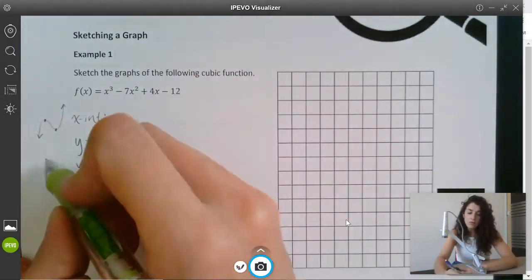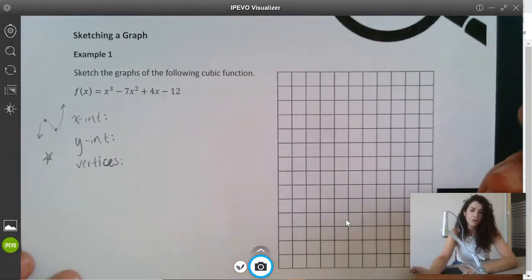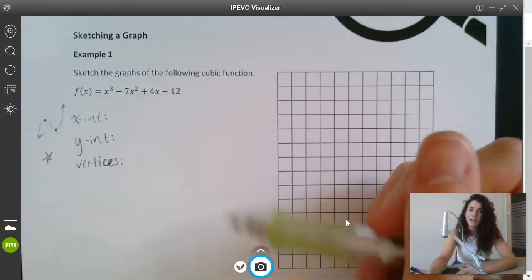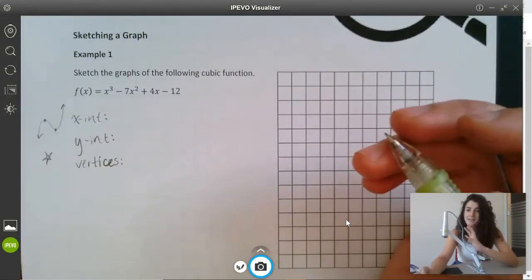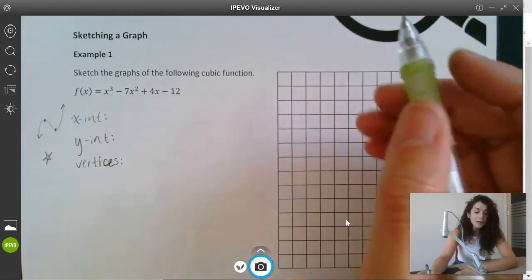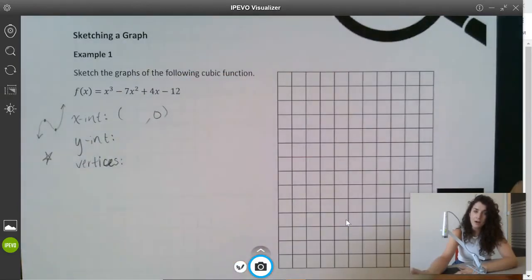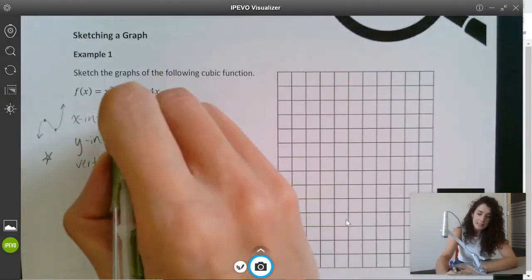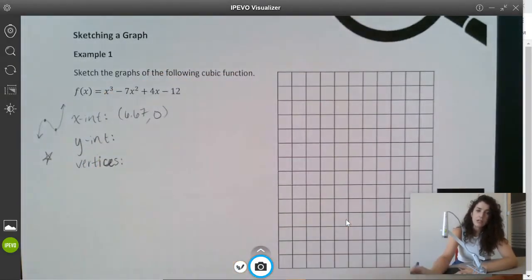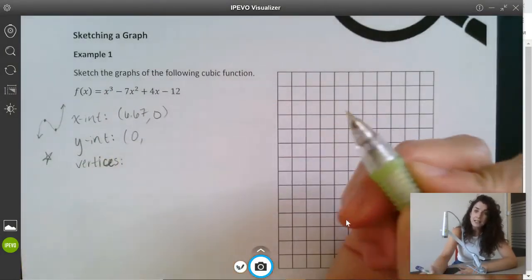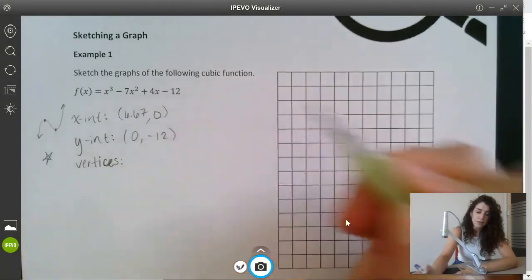I would like for you to find these values on your own. The way to do that would be to plug it into your calculator and find them. So go ahead and fill out this blank space. Our x-intercept, which always has a y value of 0, is 6.67, if we're talking about three significant figures. Our y-intercept, which always has an x value of 0, is negative 12.